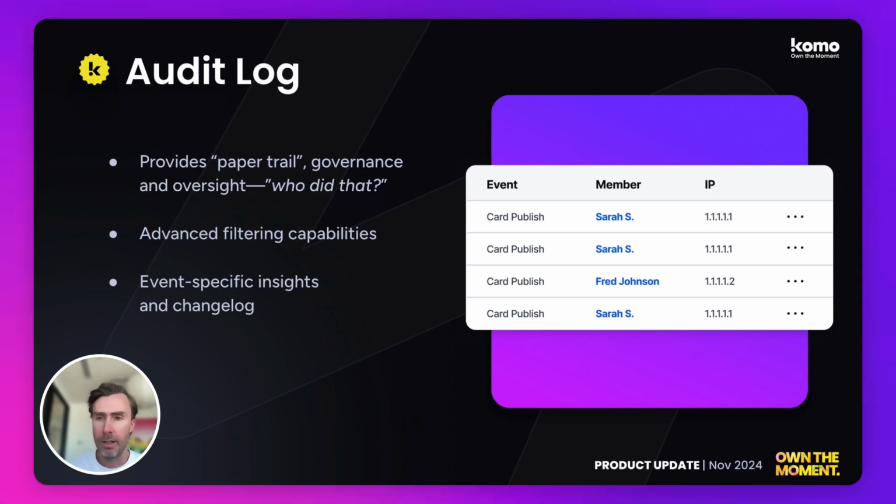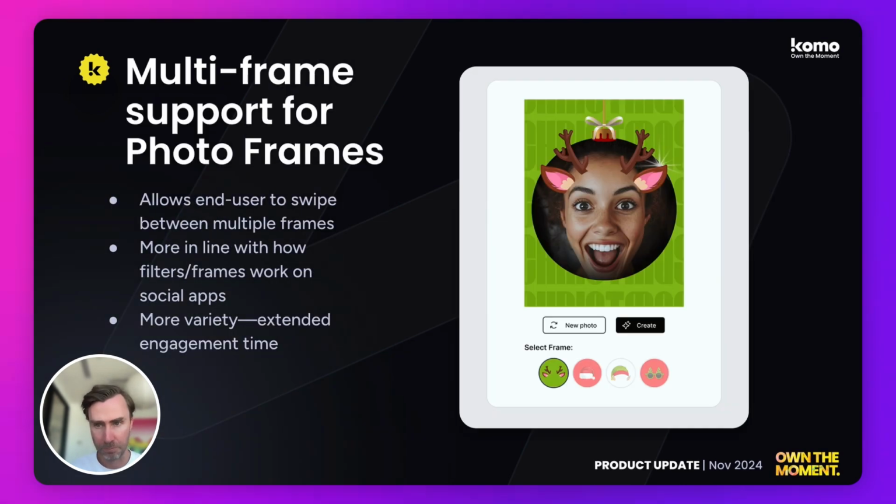The next feature on the list is our audit log, which helps customers with a paper trail and just more governance and oversight over what is being done by who inside the Komo platform. So it's a really nice, powerful system for filtering on different events or members or IP addresses to find exactly what you're looking for. And it's really that change log within Komo from, say, the creating of content through to the publish and everything in between. So a really nice feature, particularly for our enterprise customers.